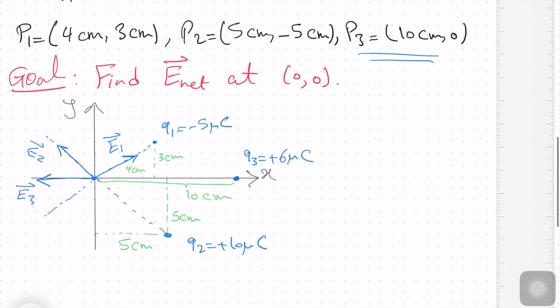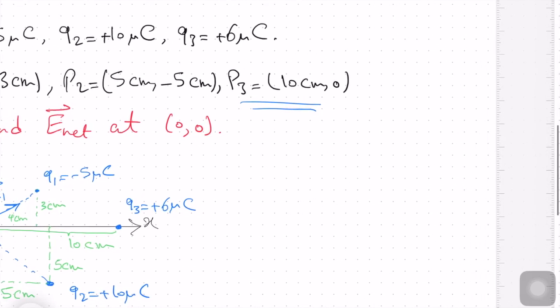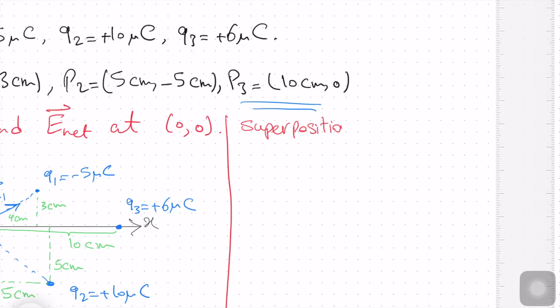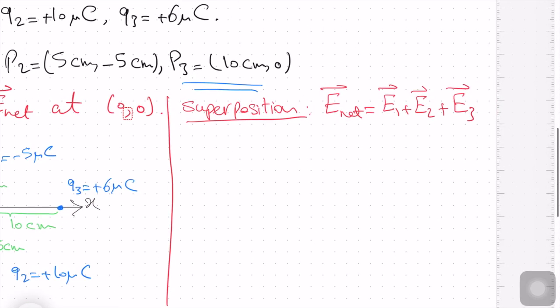Okay, so we're done with the most important step in the problem, which is setting it up and having the drawings. Now, we are going to go to the next step, and that is to use the superposition principle to find the net electric field, which just says that the net electric field is just the sum of the individual electric fields due to the charges.